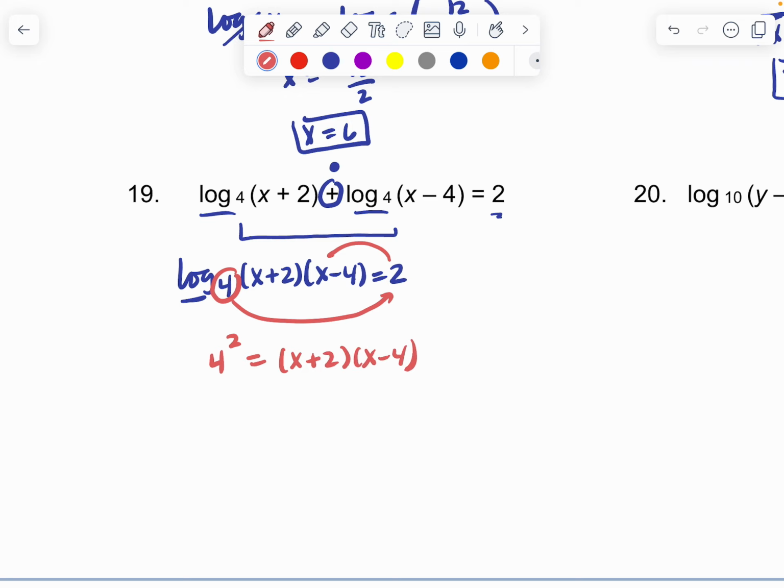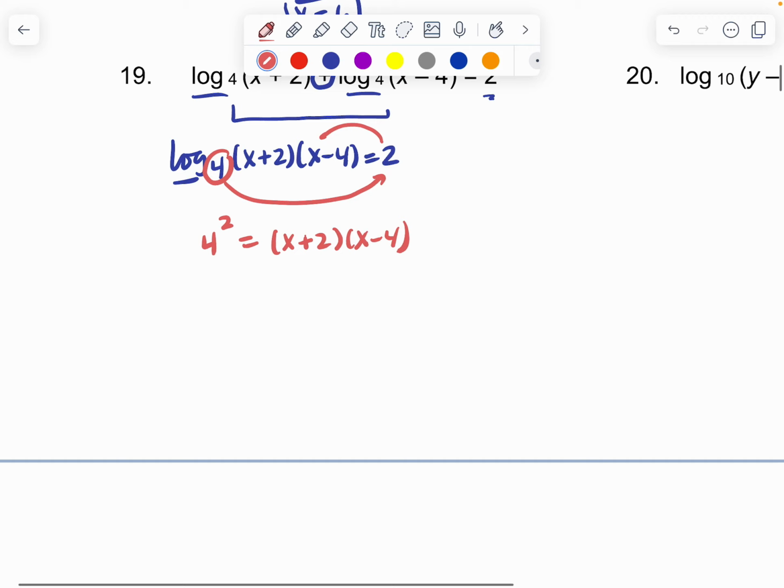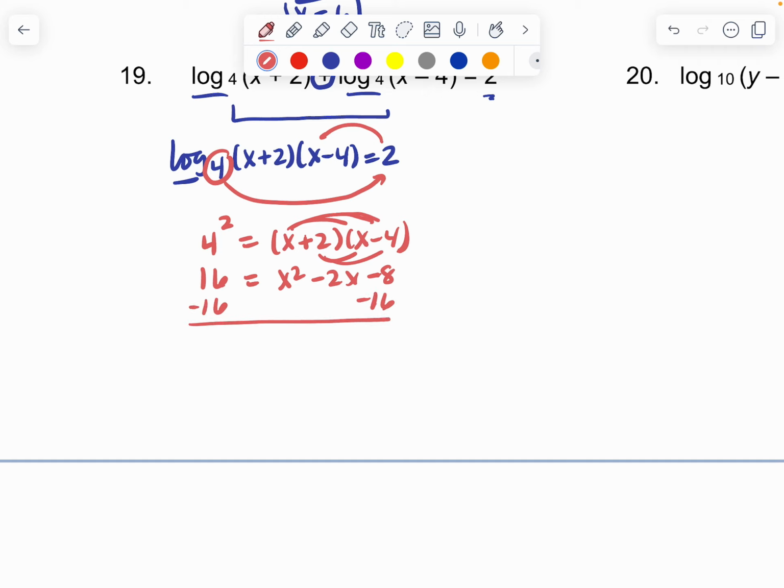And now it's just algebra, right? Let's solve this. So 4 squared is 16. If I FOIL this out, I'm going to get x squared, and then this is negative 4x plus 2x, which is negative 2x, and then that's going to be a minus 8. Remember, to solve a quadratic, you have to make it equal to 0. So let's subtract 16 from both sides. And that's going to give me a big fat 0 on the left, x squared minus 2x minus 24. And this is just the big x factoring. Let's do that on the side.